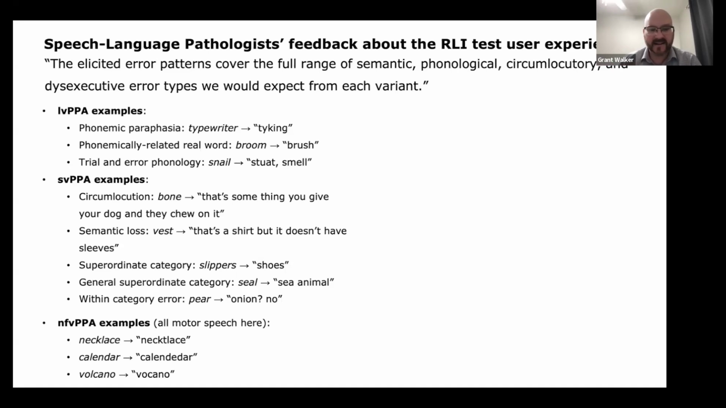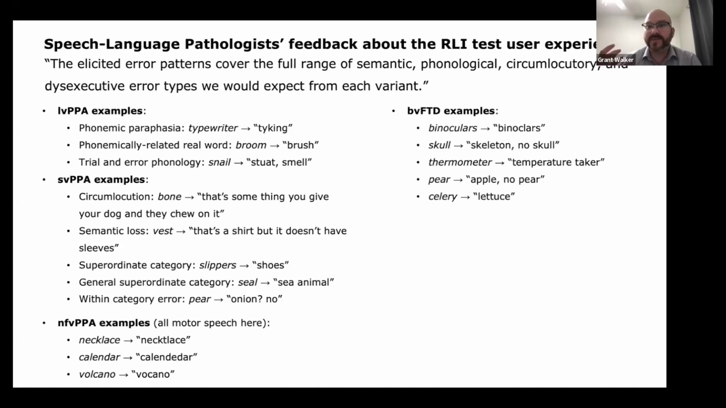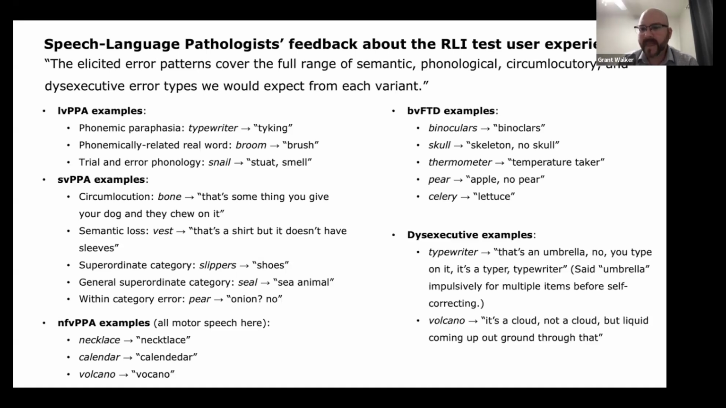So behavioral variant FTD, frontotemporal dementia, they are also having interesting errors that look actually kind of like the logopenic errors. So thermometer, temperature taker, binoculars, pear, apple. And then as well as dysexecutive. So typewriter, no, it's an umbrella. No, you type on it, it's a typer, typewriter. But they said umbrella impulsively for everything else. And then a cloud, not a cloud, but liquid coming out of the ground. And they just kind of do this description, kind of train of thought.